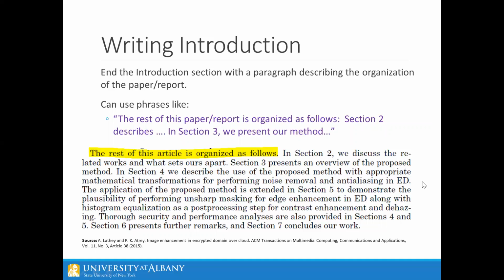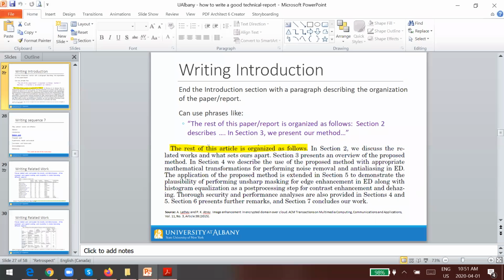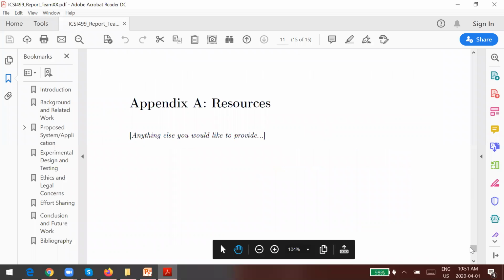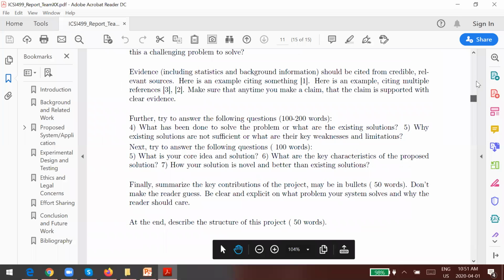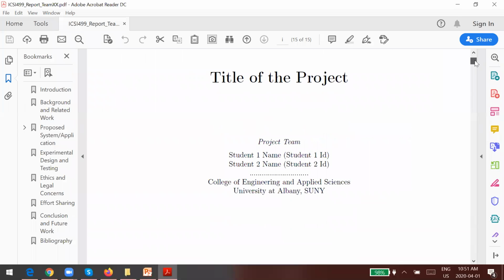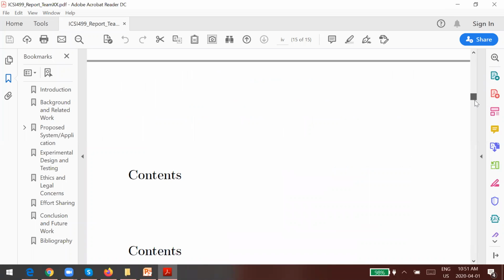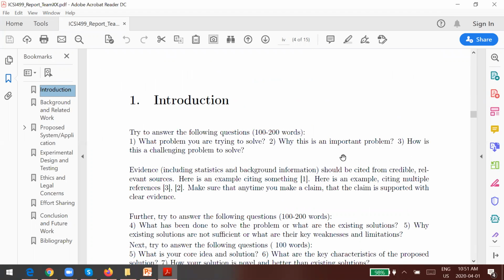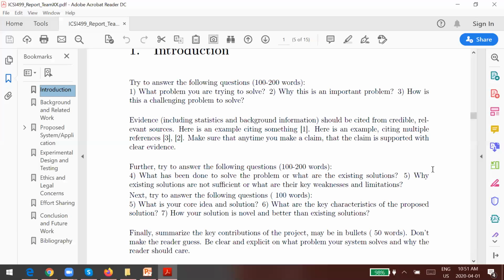Okay, so if I take you back to the report which I was talking about, your capstone project report, and if you look at the introduction section here, in the introduction section what I actually suggested you to write is the answer of these questions. What problem you're solving, why this is an important problem, how this is a challenging problem. You can use around 100 to 200 words for that.